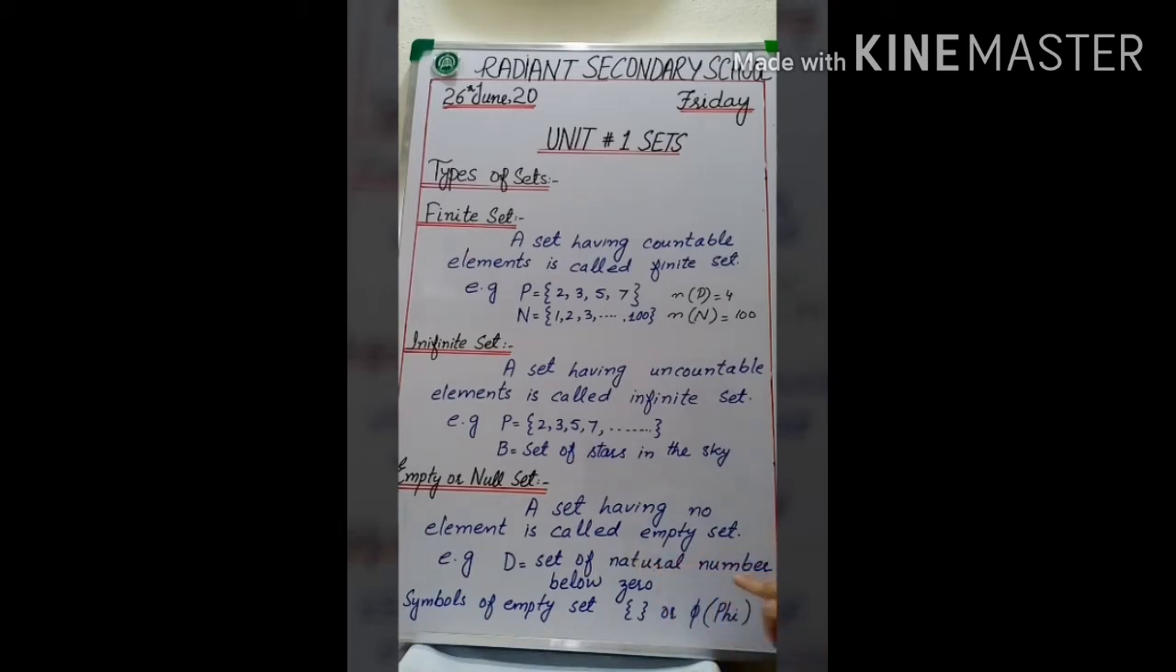D is the set of natural numbers below 0. You know that the first natural number is 1. So there will be no natural number that is below 0. So the symbols of empty set are the empty braces or this symbol phi. So you can represent the set D by using these symbols, this one or this one. So when you want to tell the number of elements in the empty set, you know that there is no element. So how will you write the number of elements of empty set? You will say that the number of elements in the empty set, that will be 0.